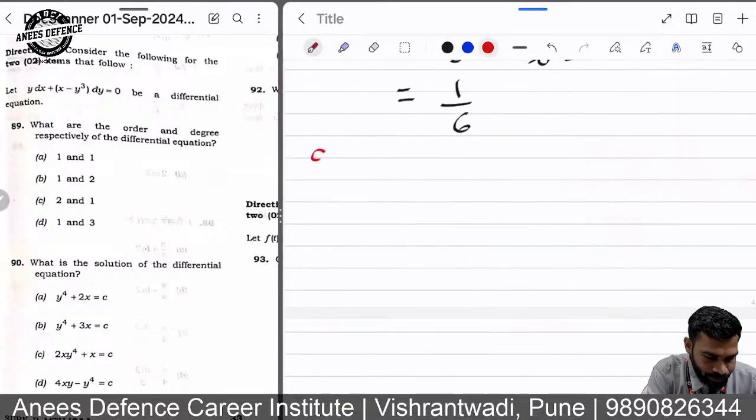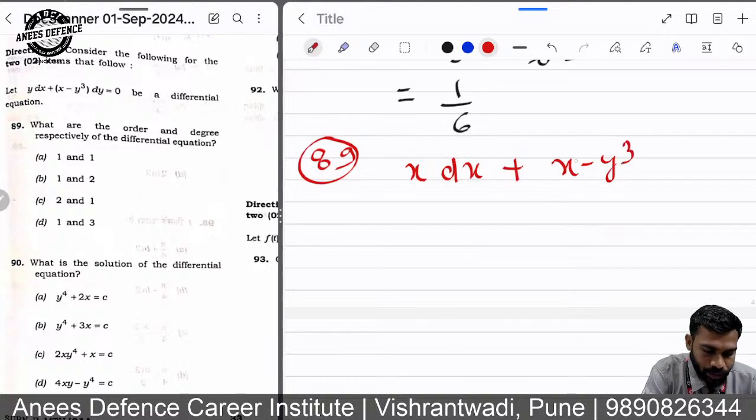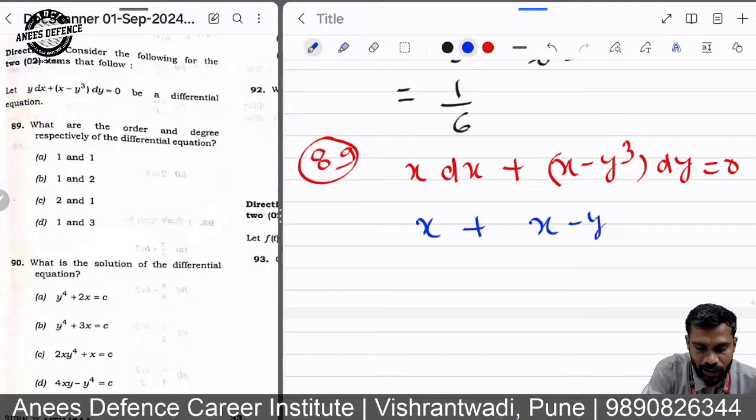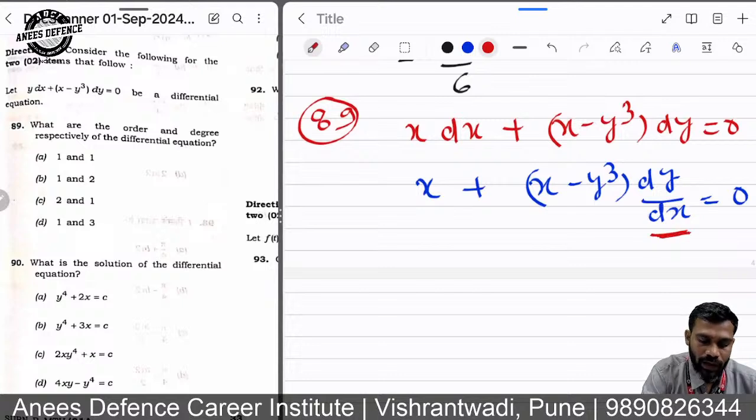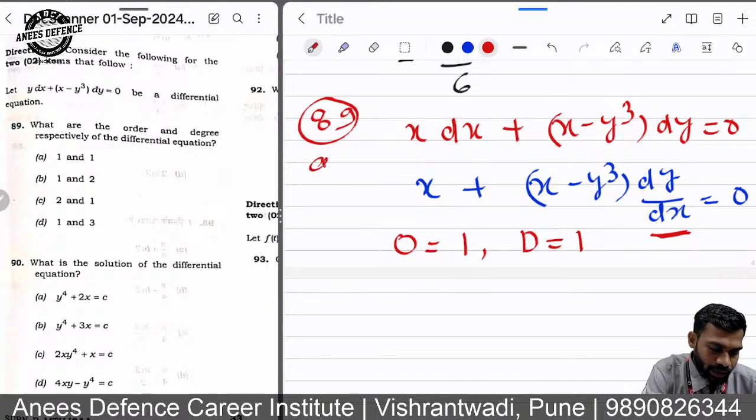Question number 89. See what we have: x dx plus x minus y cube dy is equal to 0. Now we need to find out the order and degree. So what we can do is find dy by dx, right? We can just divide it by dx. So it will be x plus x minus y cube into dy by dx is equal to 0. As you can see clearly here, this is order 1 and degree 1. So order is 1 and degree is also 1. So A should be the right answer.